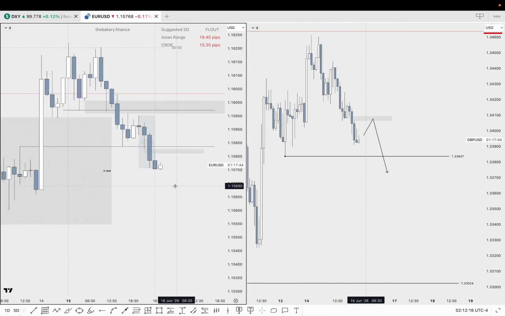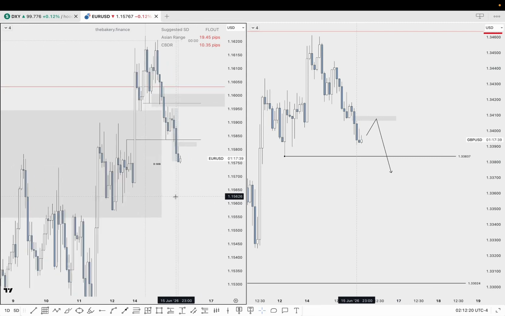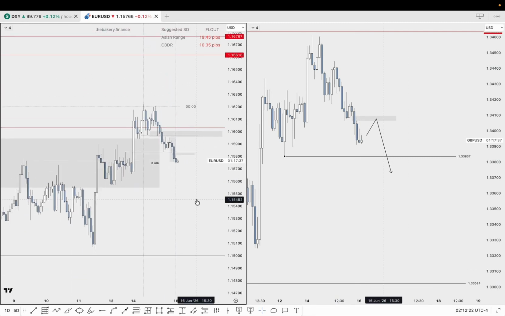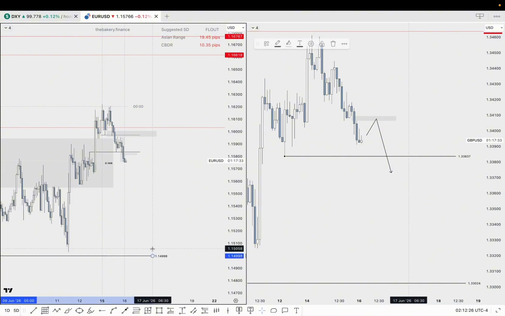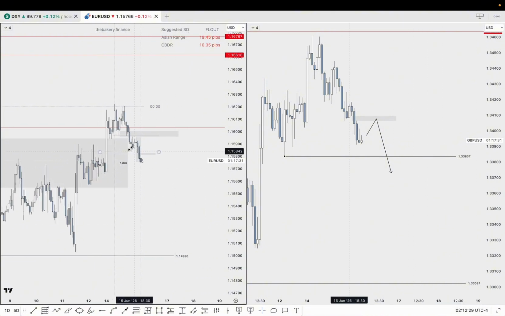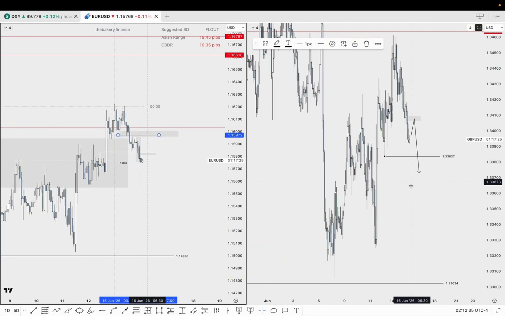These are the levels I'm currently looking at to take a trade from. So basically I'm heavily bearish, I'm one-sided, so we're looking for shorts on both asset classes, but preferably I want to see EU around these lows, and I want to see GU around these lows of the 1.33024.